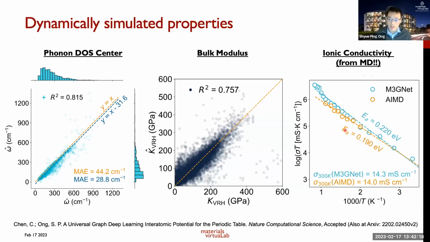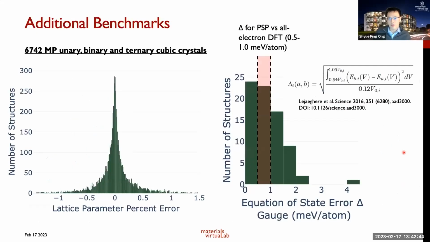We can even run molecular dynamics simulations and get the diffusivity, right? So this is an example of a lithium superionic conductor, Li3YCl6. And the yellow line is basically what you get with ab initio molecular dynamics, and the blue line is basically what you get with our M3GNet model. And what you see is that you can get a fairly consistent result between the two, right? Now, this is actually data that is not in the paper that was published.